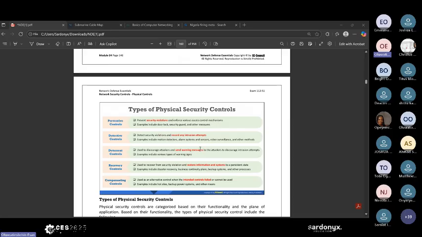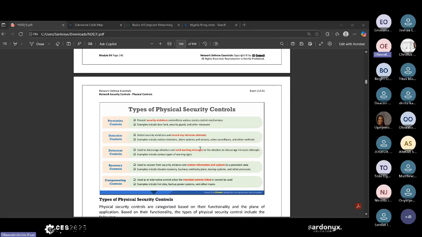So we have different types of physical security controls, right? We have the preventive. That means you prevent a security violation and enforce various access control mechanisms. Example, door lock. That means you are preventing someone from entering. Security guard, someone at the gate, you are preventing someone from entering, and other measures. So those are preventive.